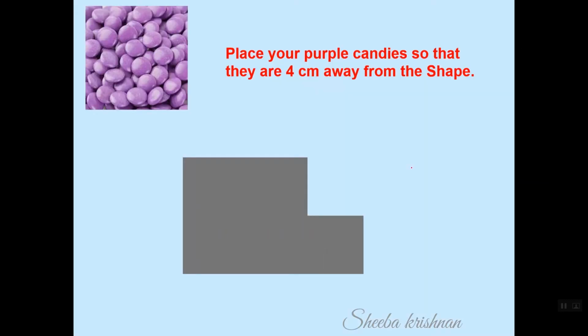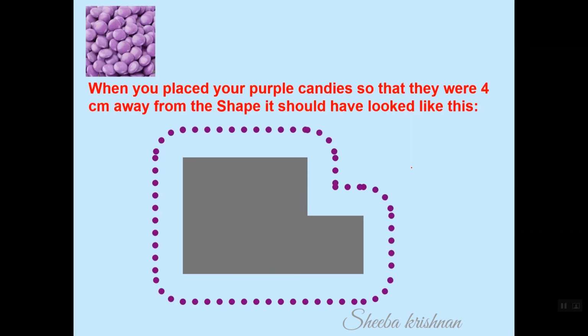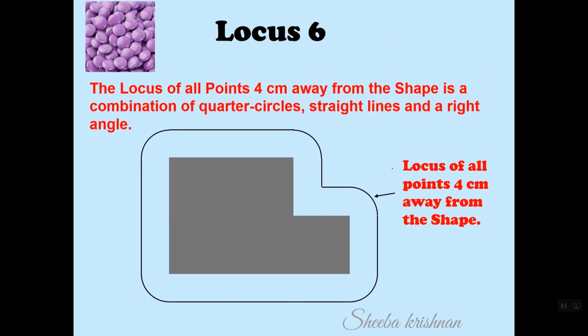Place these purple candies so that they are 4 cm away from the shape. When we place these candies 4 cm away from the shape, it will look like this. The locus of all points 4 cm away from the shape is a combination of quarter circles, straight lines, and a right angle.